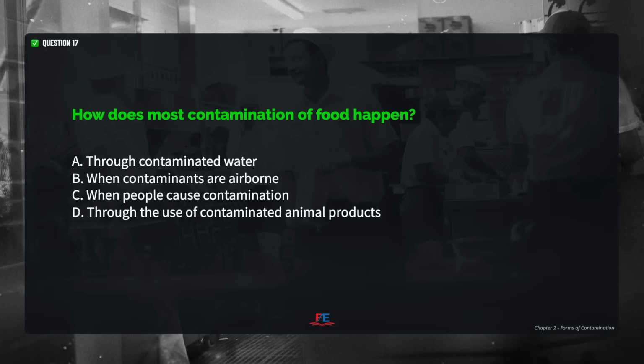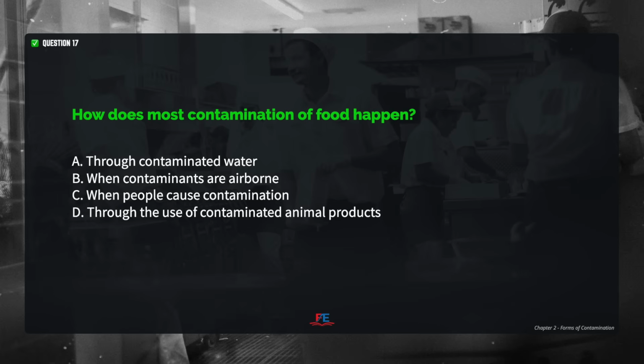A is more common in developing countries with untreated water, not your typical food service setup in the United States. B sounds a bit dramatic, but airborne contamination is rare in controlled kitchen environments. D, well, it's too narrow and misleading. Yes, raw meat can be dangerous, but it's more about how people handle that meat that causes the issue. So the correct answer here is C.